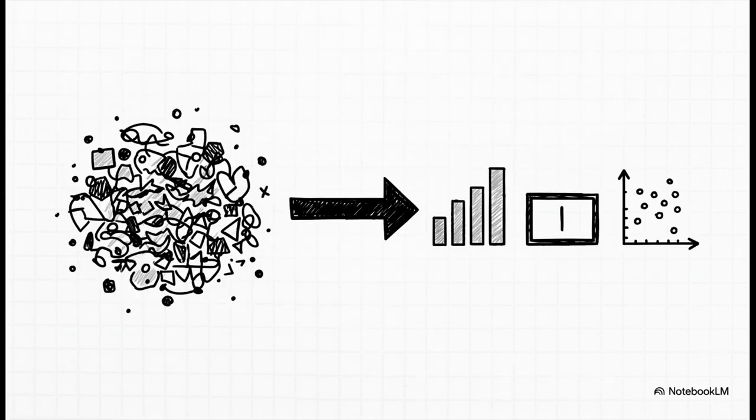Well, the answer is to make it visual. That's the key. Graphical representations are how we transform all that chaos into pure clarity. Today, we're going to focus on three amazing statistical tools that do exactly that: histograms, box plots, and scatter plots. Each one tells a different and very important part of the story.